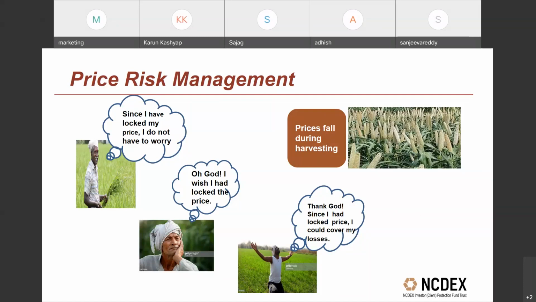Even he can come and lock his price or book his price through different financial derivative instruments like futures or options, which we may discuss later. So there are a lot of mechanisms which can help him in knowing the price and locking the price.